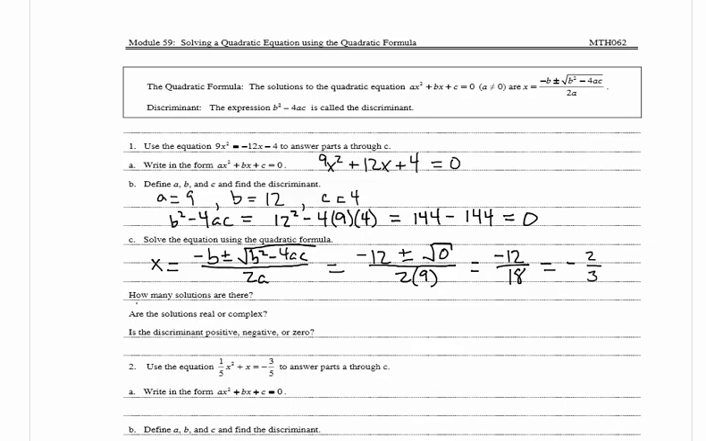And now it asks, how many solutions are there? And we had one solution. And then it asks, are the solutions real or complex? And we have real solutions. And then it says, is the discriminant positive, negative, or 0? And our discriminant was 0.